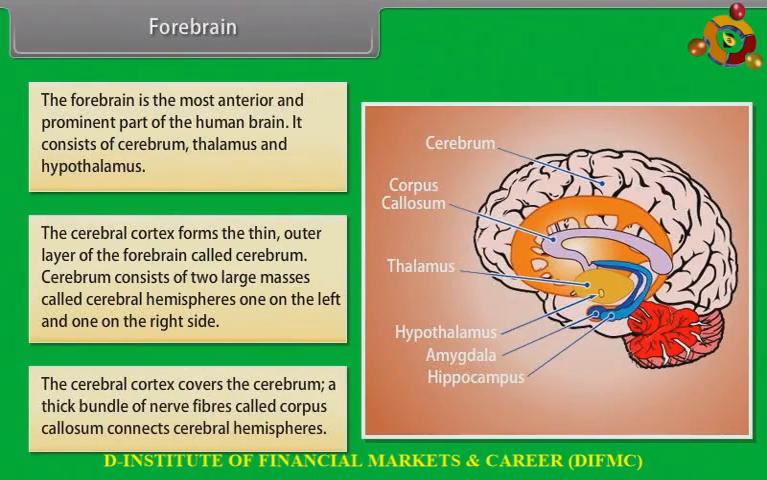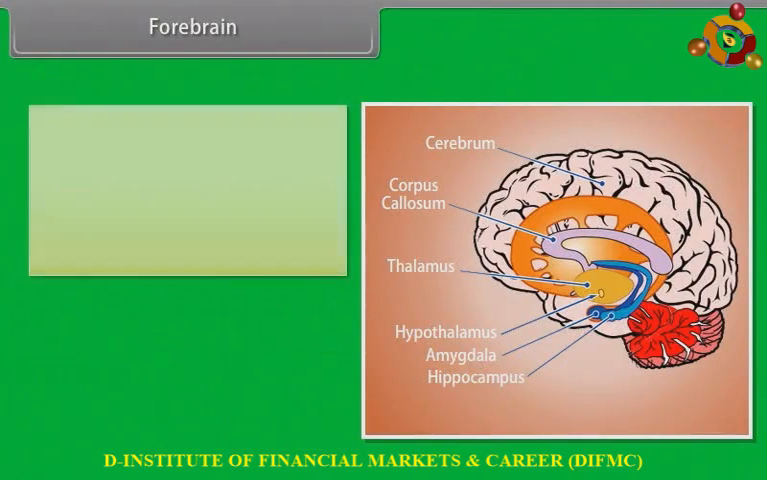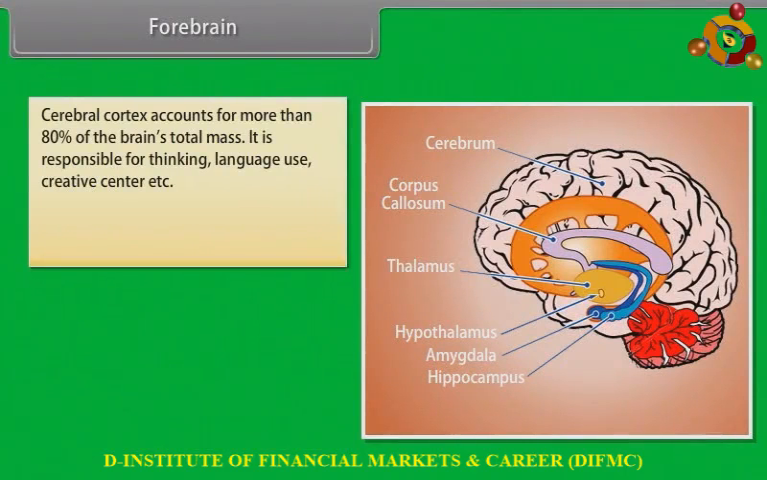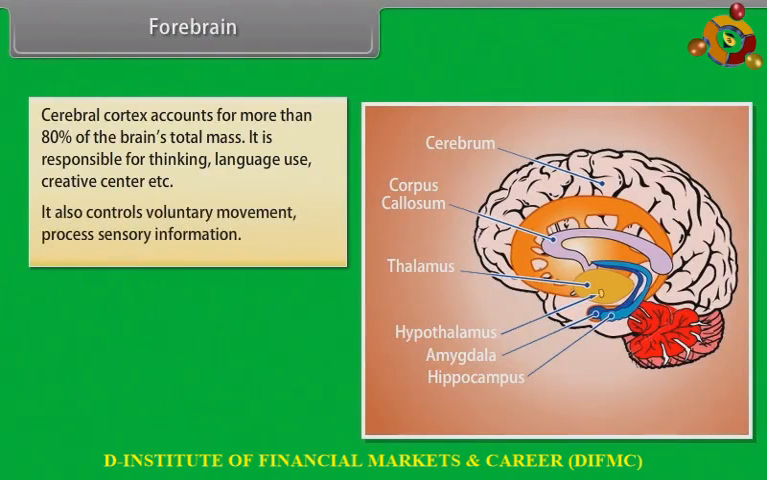A thick bundle of nerve fibers called corpus callosum connects the cerebral hemispheres. The cerebral cortex accounts for more than 80% of the brain's total mass. It is responsible for thinking, language use, creative center, etc. It also controls voluntary movement and processes sensory information.